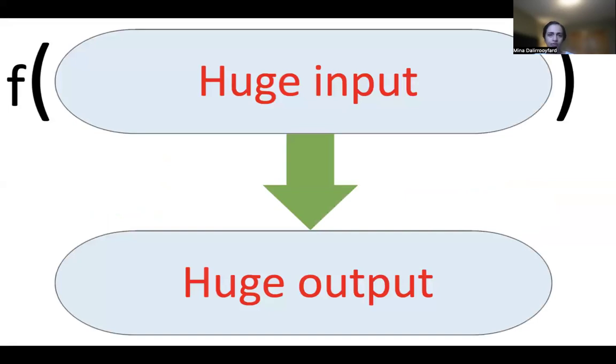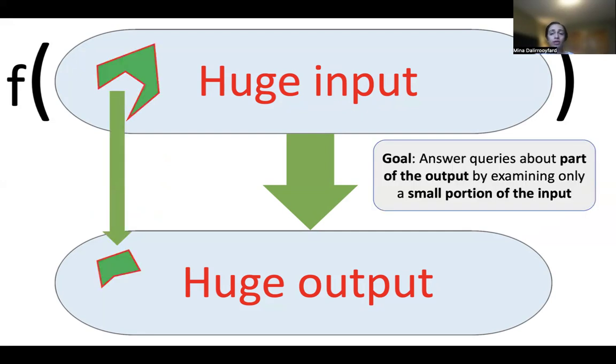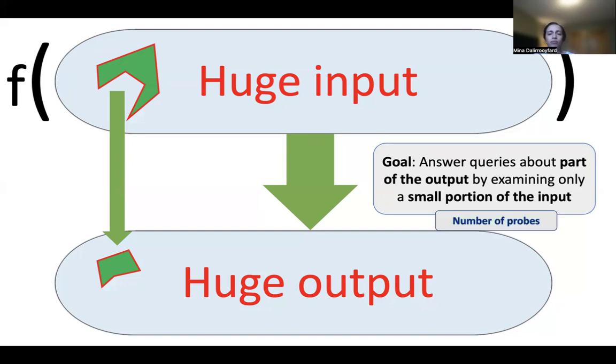In LCA, the idea is that we have a huge input and we do some task on it. We indicate it by F, and the output is also huge. So the goal is to answer queries about part of the output by examining only a small portion of the input. The measure of goodness here is the number of probes, which is a proxy for this small portion of the input.